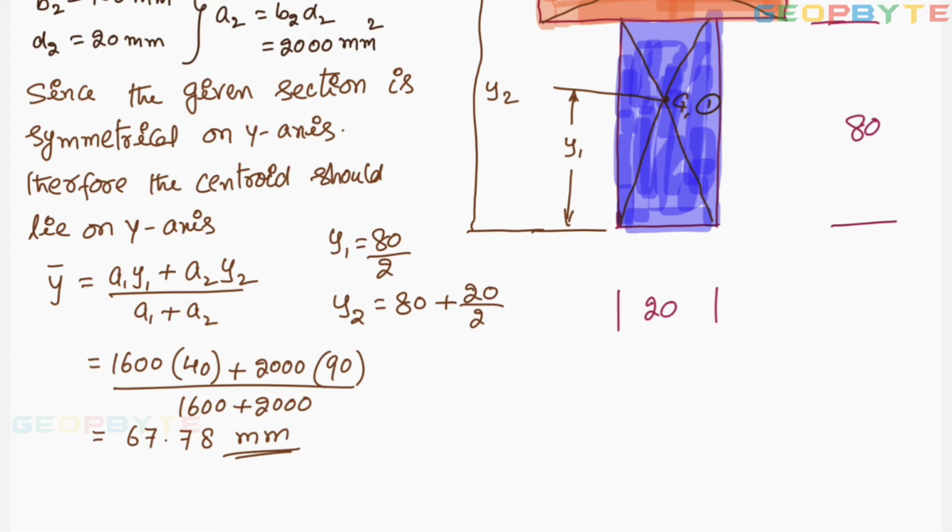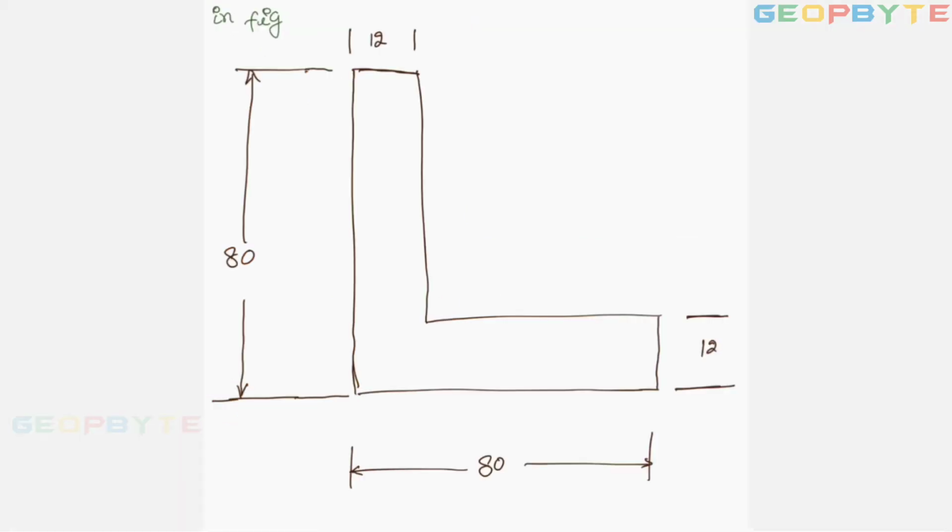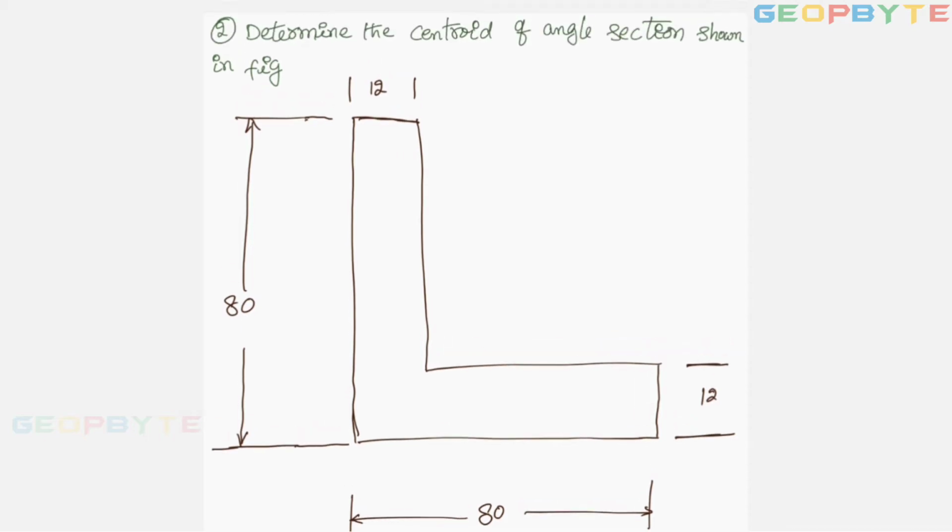Let us take one more problem. Look at the next problem. Determine the centroid of angle section shown in figure. This is the L section, can also be called as angle section.